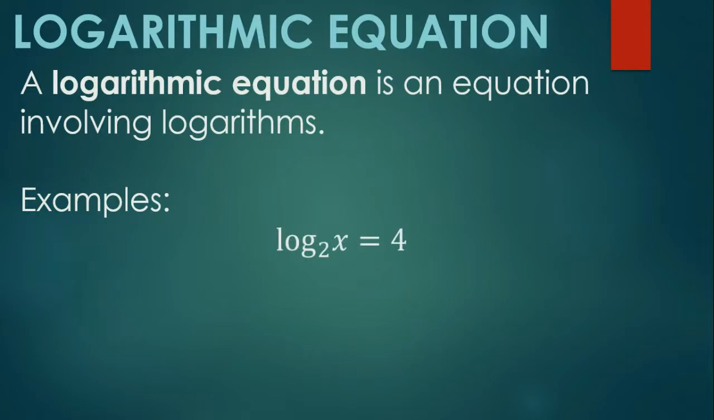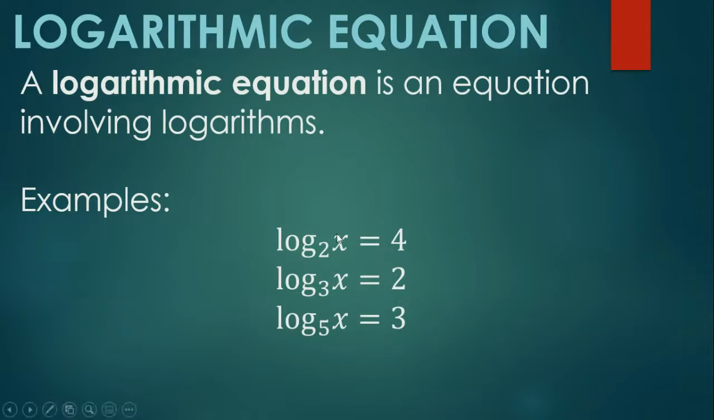Okay? Example, we have log base 2 of x is equal to 4, log base 3 of x is equal to 2, and log base 5 of x is equal to 3. These are valid logarithmic equations. Okay, kasi yung base nila ay positive. And then yung sagot ay pwedeng mag-positive, pwedeng mag-negative, pwedeng mag-zero.